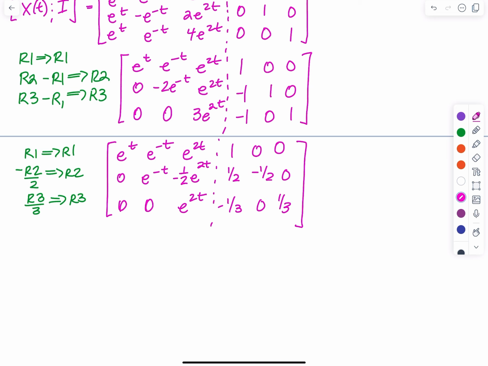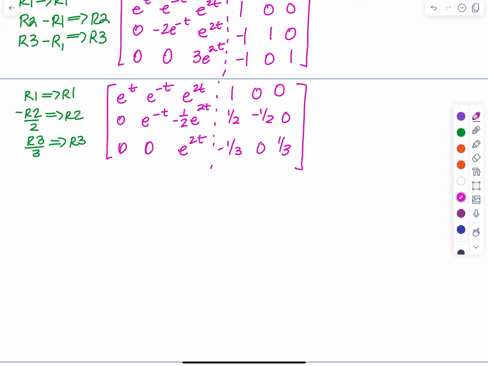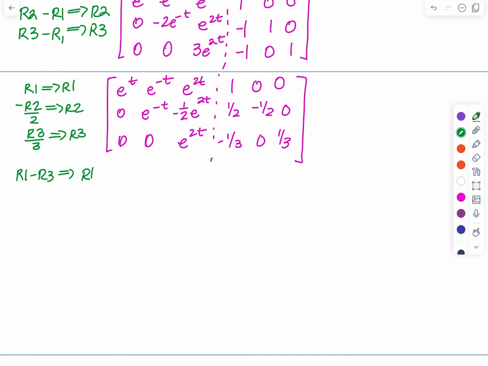Okay, so now we can go ahead and work on our row 1. If we take row 1 minus row 3, that can be our new row 1. And then for row 2, we can take row 2 minus 1/2 of R3 and make that our new R2. And we are going to leave R3 alone.